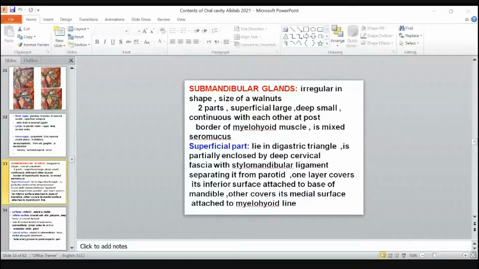Superior to the deep part of the submandibular gland passes the lingual nerve, which is this one, and the submandibular ganglion, while the hypoglossal nerve lies below it as it enters into the oral cavity.